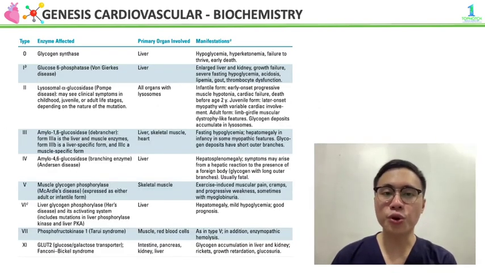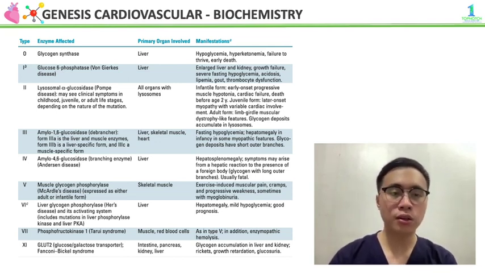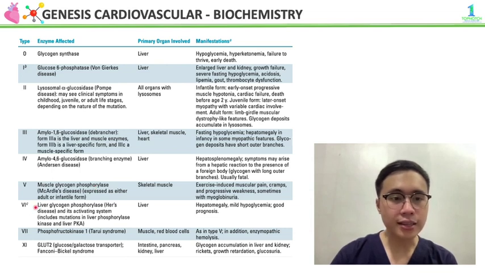So certain glycogen storage diseases would also have cardiac manifestations. Just to quickly review, the glycogen storage diseases have several types. You have type 1, which is called von Gierke. Type 2 is Pompe's disease. Type 3 is Cori. 4 is Andersen. 5 is your McArdle. 6 is Hers. 7 is Tarui. And then you have 11, which is called Fanconi-Bickel.